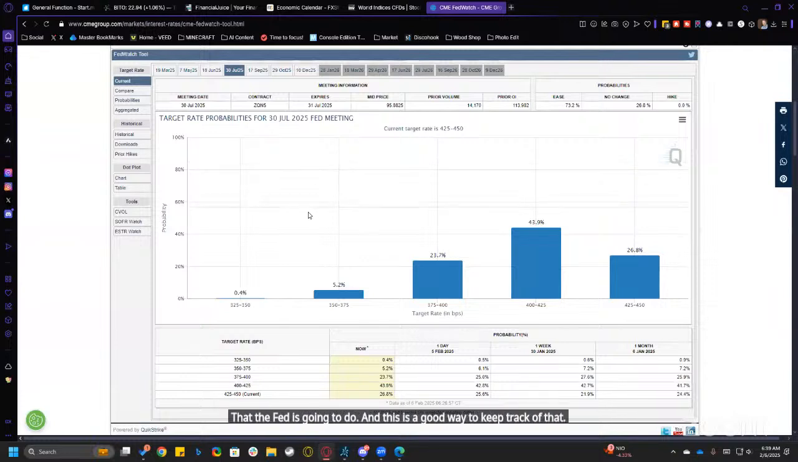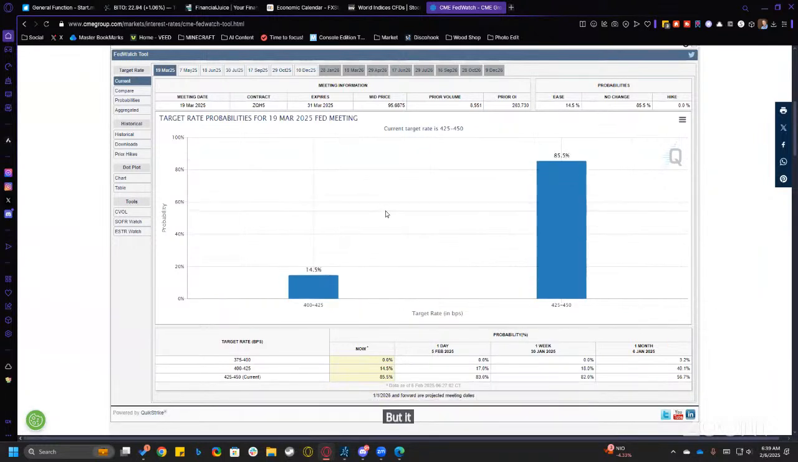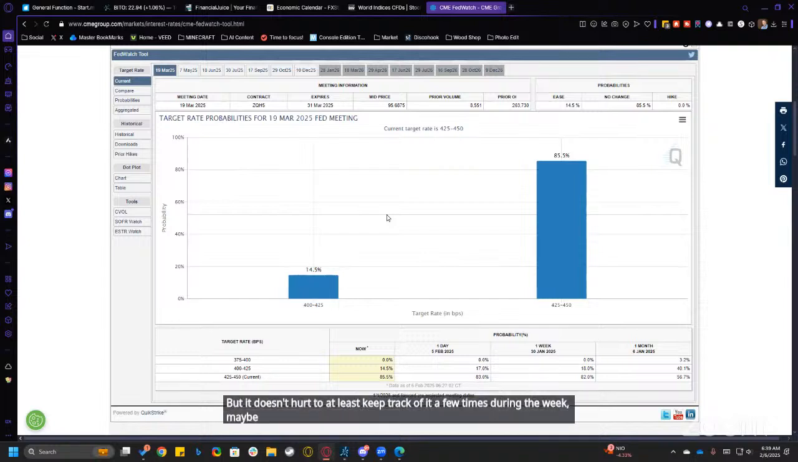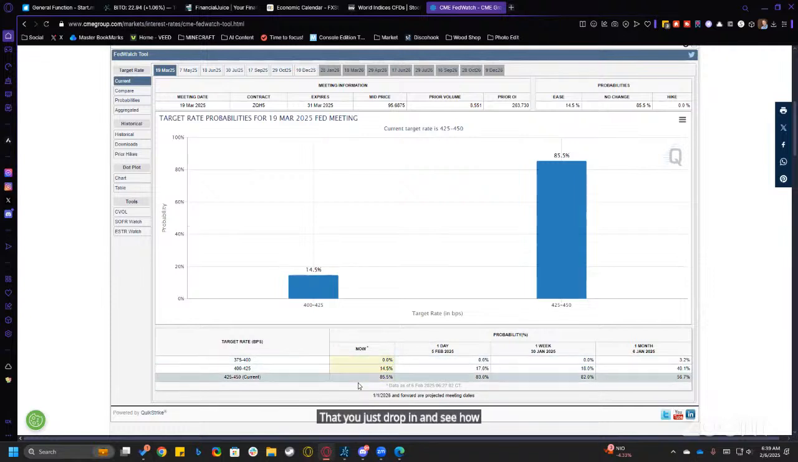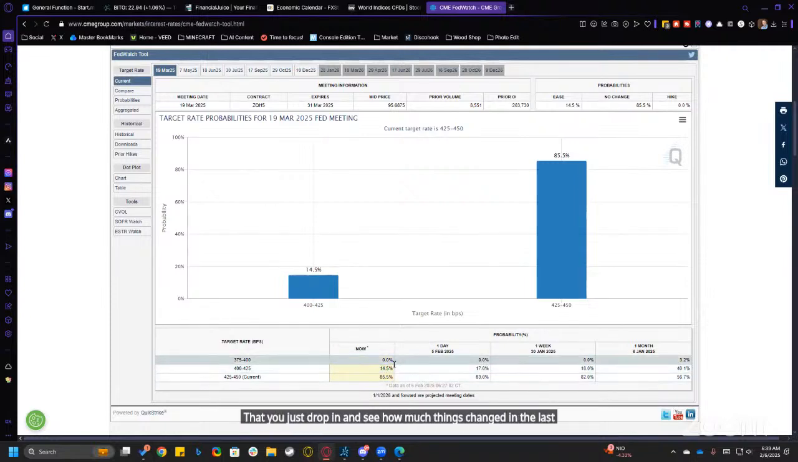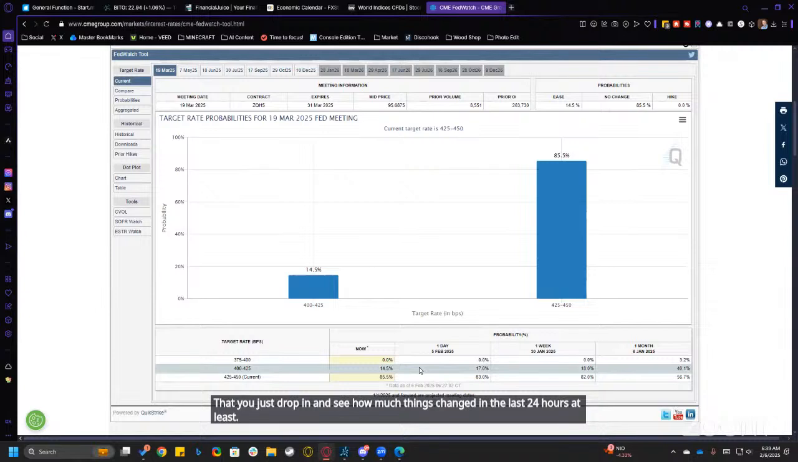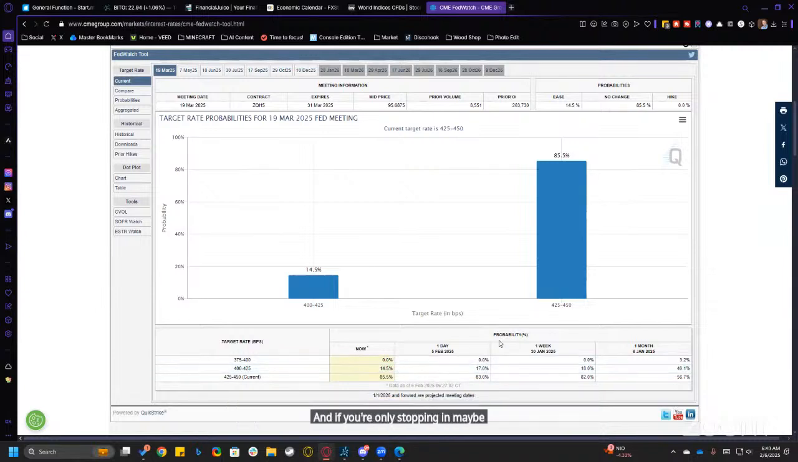I wouldn't recommend sitting here staring at this thing all day, seeing if it's moving up or down, but it doesn't hurt to at least keep track of it a few times during the week. Maybe make it a part of your morning routine that you just drop in and see how much things changed in the last 24 hours at least. And if you're only stopping in maybe once a week or so, look at it on a week-to-week basis and see what's really changed in the last week.